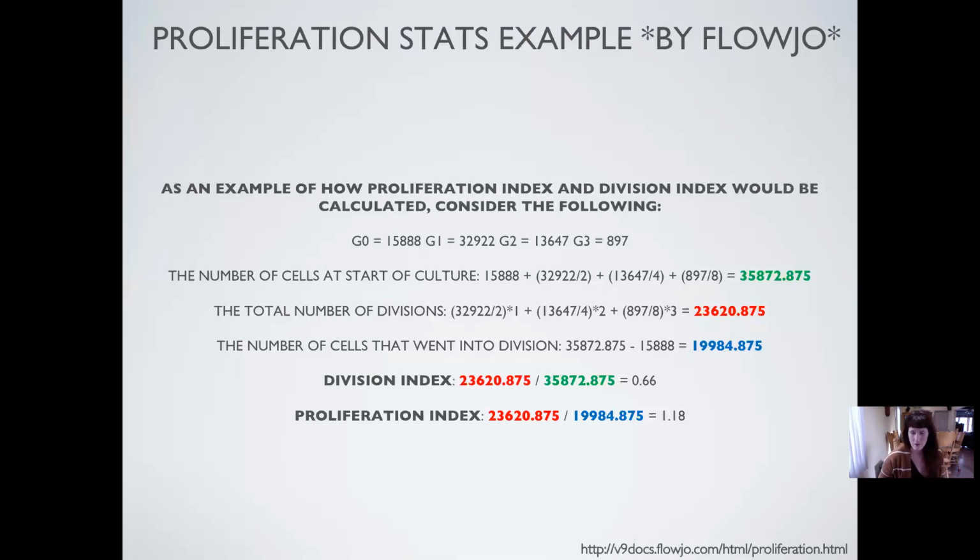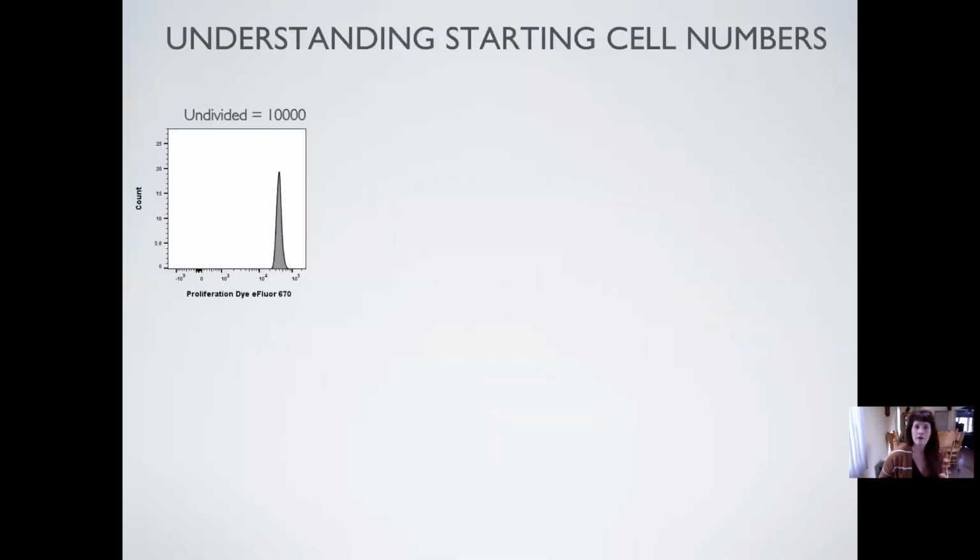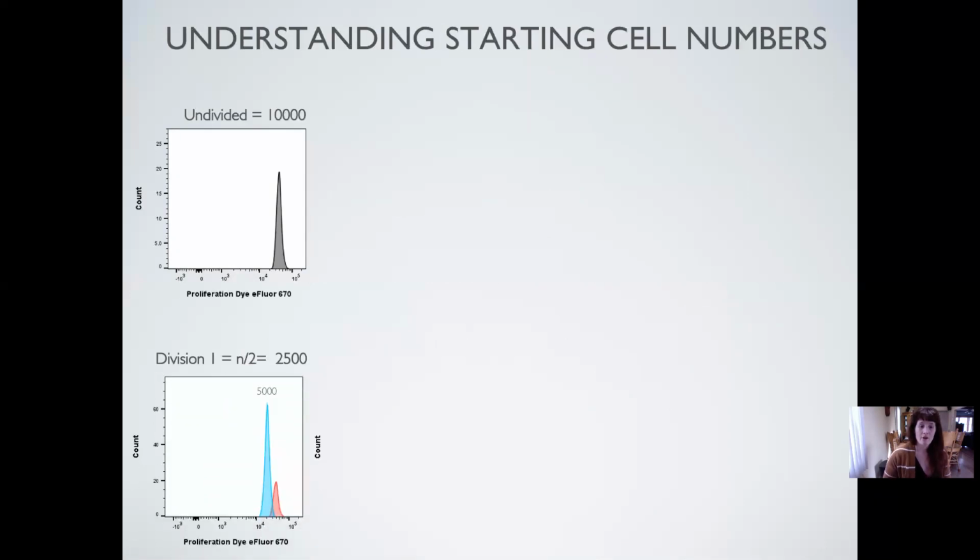Okay? If you want to understand how we got the starting cell numbers a little bit, I just made a little slide that people might enjoy, might not, I'm not sure. Hopefully you find it useful. But the starting, right, if we had 1,000 in that parent population of undivided, then if you had 5,000 in this division 1 or generation 1 population, you divide that by 2, so that would be 2,500.